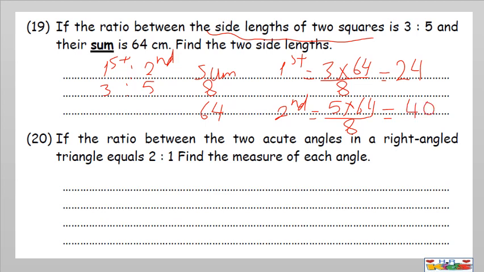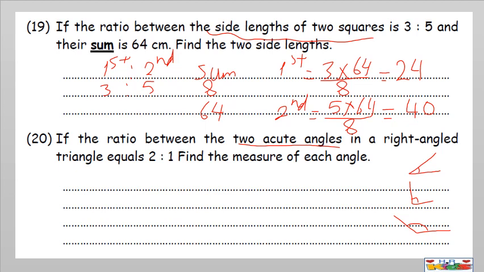Okay? Question number 20. Let's see in question number 20 some things we may have forgotten from primary 4 and primary 5. If the ratio between the two acute angles. I hope we all remember the acute angles. The acute angles are the small angles, the angles less than 90. We took this when we were young in primary 4 and primary 5: the acute angle, the right angle, and the obtuse angle.